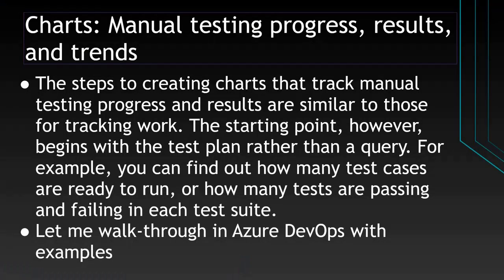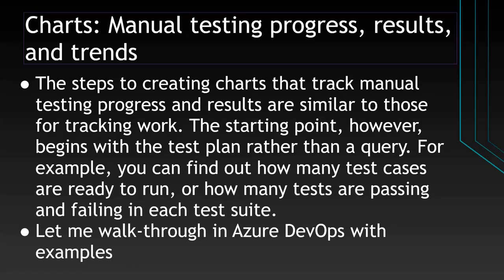So now let me go to the next agenda item. Our next agenda item is how to create charts to track the manual testing progress, results, and trends. The steps to create charts that track manual testing progress and results are similar to those for tracking work. What does it mean? The starting point begins with the test plan rather than a query.